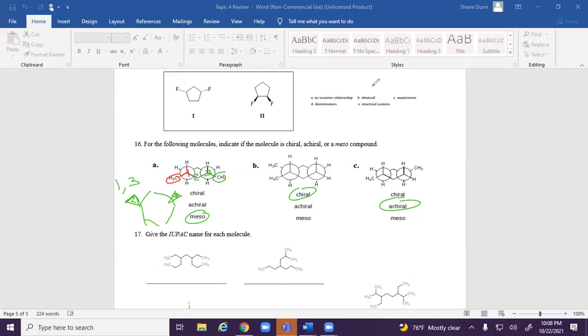It would be, but it being meso makes it more important. Nope. Meso is not achiral. Mesos have chiral components. Meso compounds are meso compounds. They have stereocenters, right? But achiral compounds are compounds with no stereocenters. Zero, no stereocenters. They have no chiral carbons. Yeah, that's how you do that.